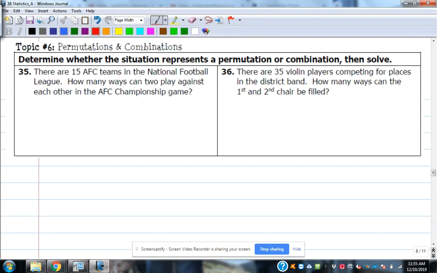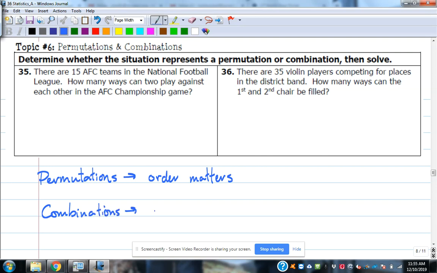All right, so when we're dealing with permutations, order matters. Combinations, order doesn't matter.